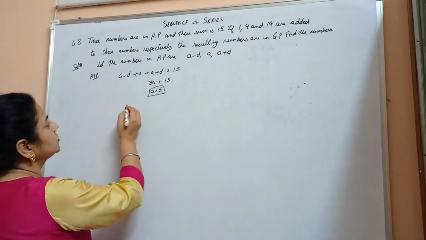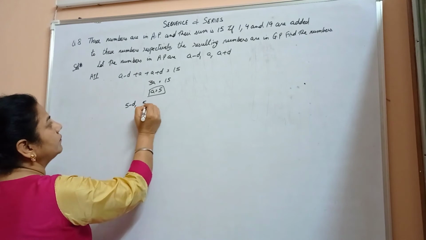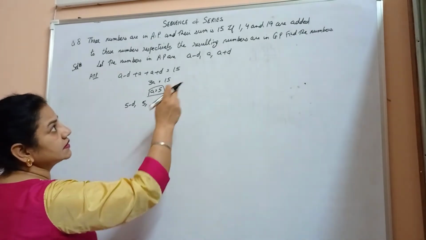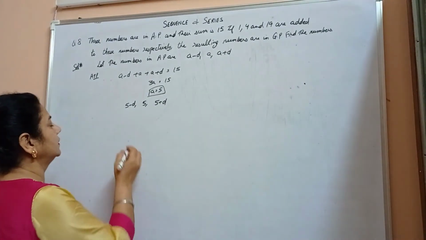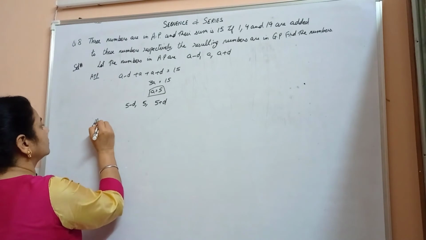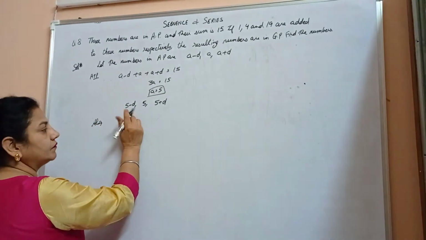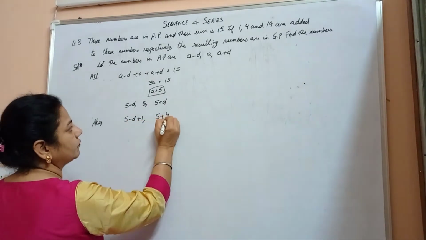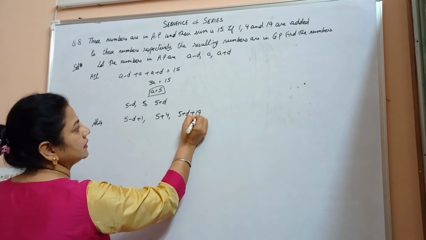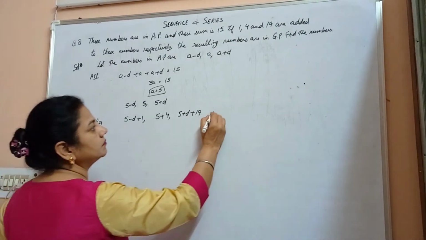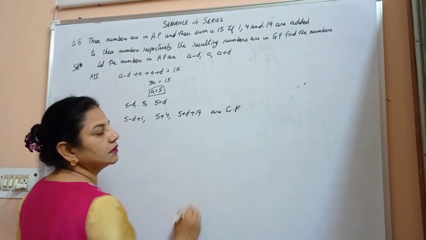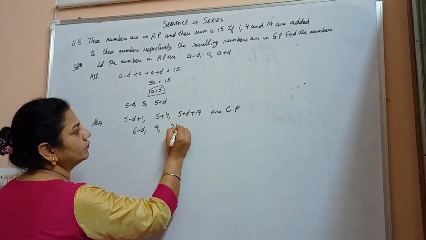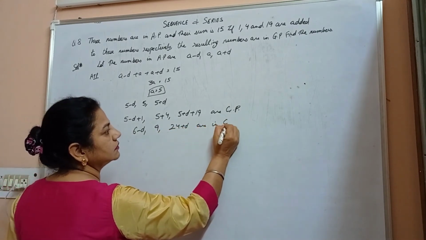So the numbers reduce to 5 minus D, 5 and 5 plus D. Now again it says 1, 4 and 19 are added. So 1 is added to the first number, 5 minus D plus 1, then 5 plus 4, and 5 plus D plus 19. When they are added, the numbers become in GP. That means 6 minus D, 9 and 24 plus D are in GP.